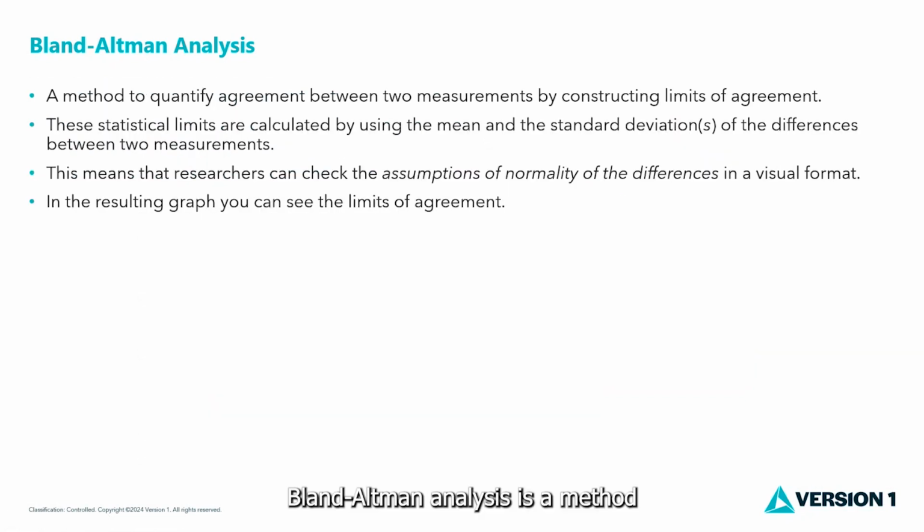Bland-Altman analysis is a method to quantify agreement between two measurements by constructing limits of agreement. These statistical limits are calculated by using the mean and the standard deviations of the differences between the two measurements. And this means that researchers can check the assumptions of normality of the differences in a visual format. As we saw in that graph, you could see the limits of agreement.